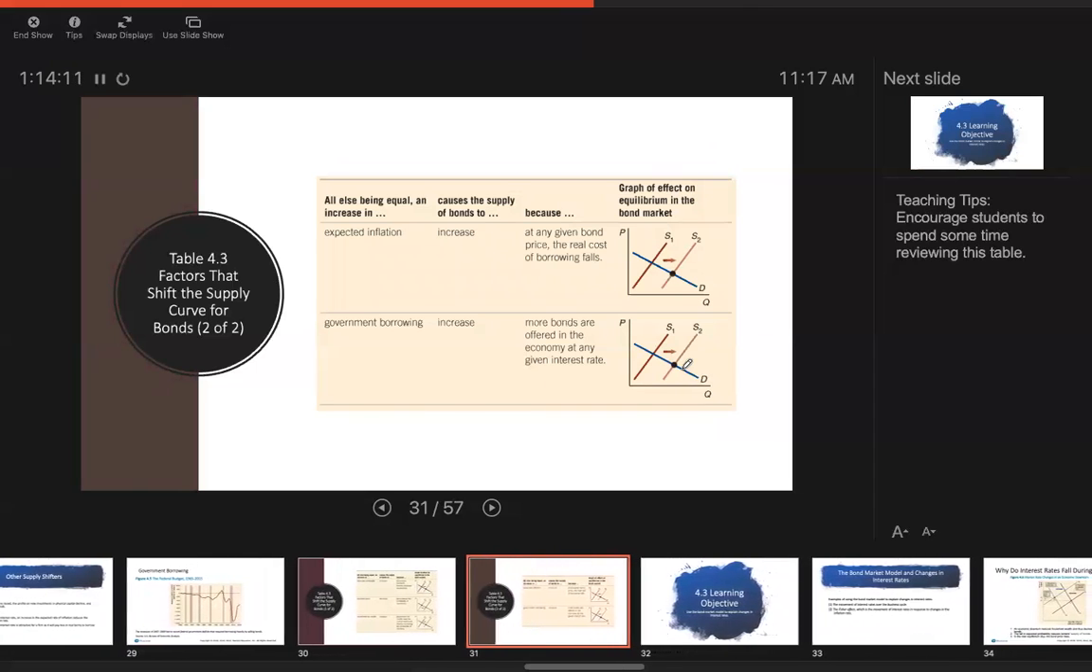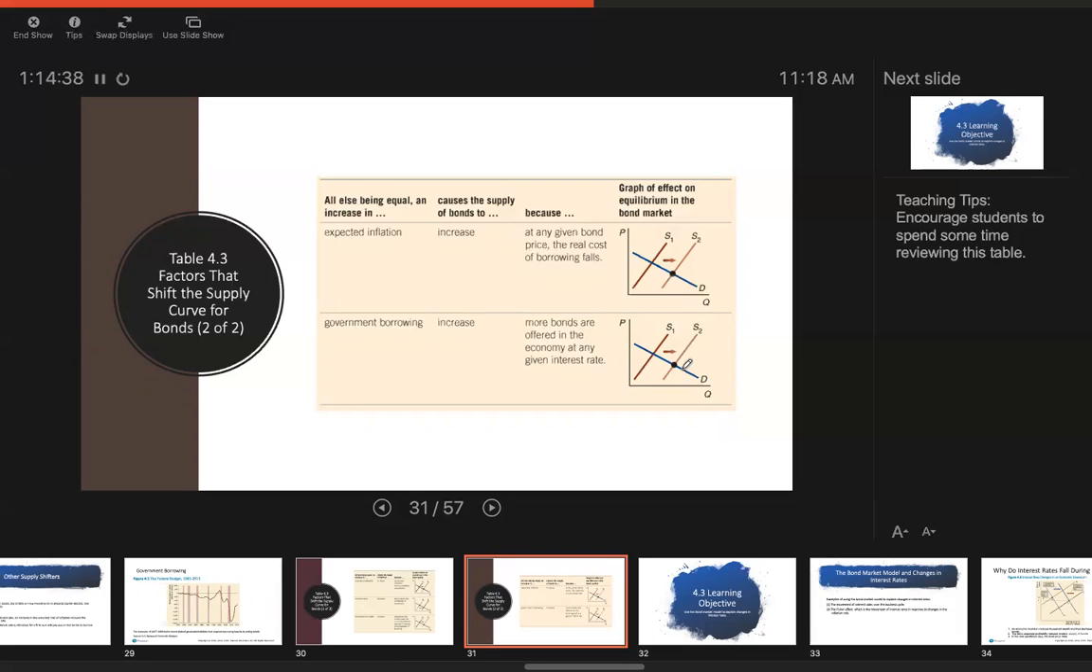Expected inflation: if expected inflation goes up, then the real cost of borrowing goes down, because the real cost of borrowing is the nominal cost of borrowing minus the inflation. So if the expected inflation is going up and the nominal cost of borrowing is unchanged, then the real cost of borrowing is falling, and if the real cost of borrowing is falling, it's more attractive for these firms to issue these bonds, which means that you'll have a rightward shift in the supply curve of bonds here.